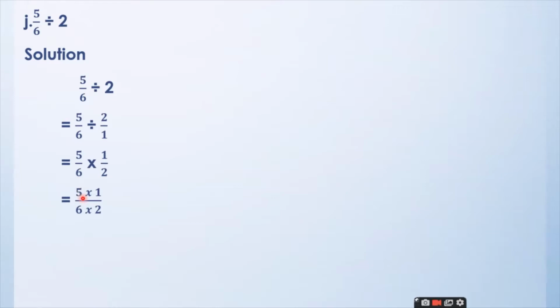Now multiply the numerators and denominators. 5 multiplied by 1, 6 multiplied by 2. So 5 1s are 5 and 6 2s are 12. And this is the answer.